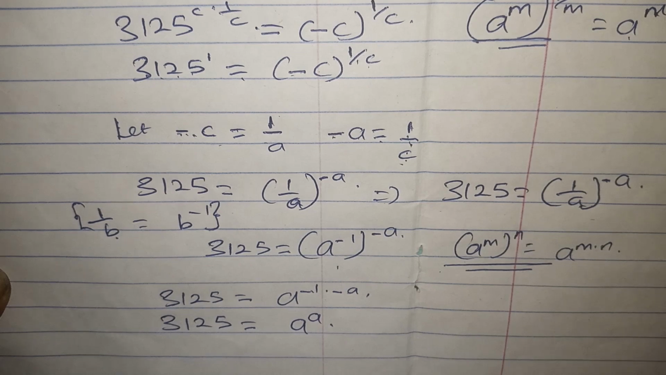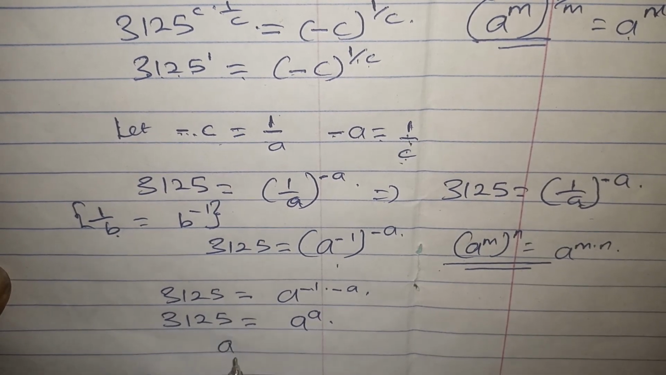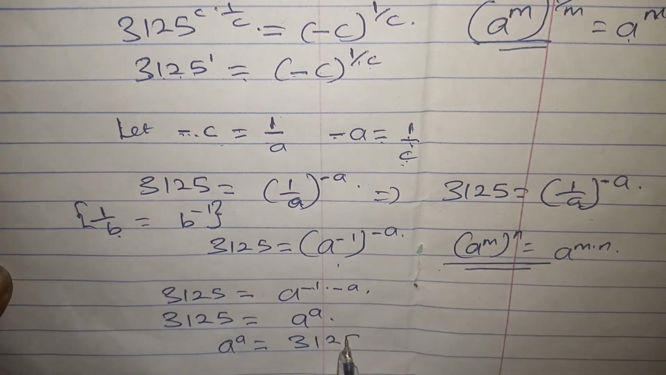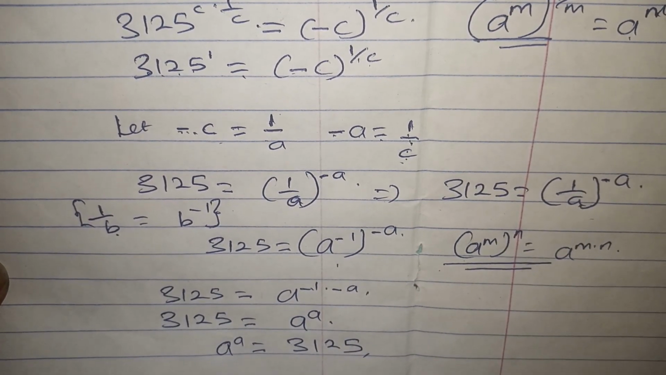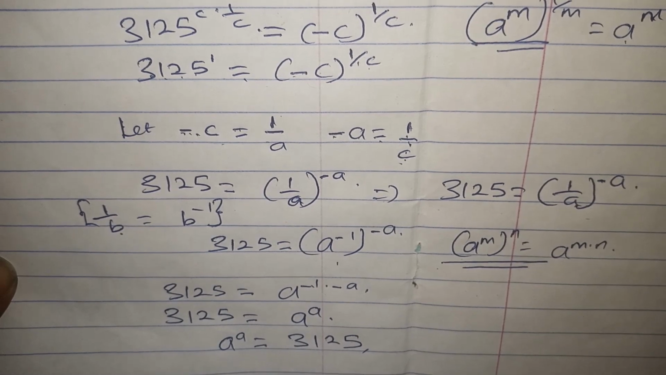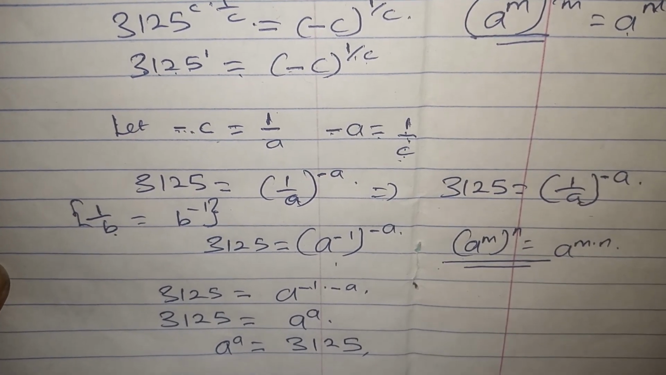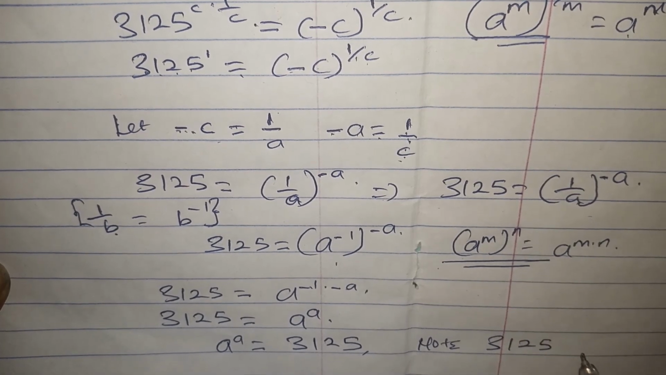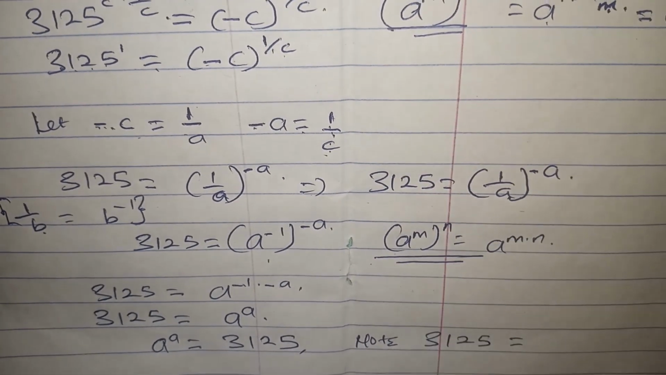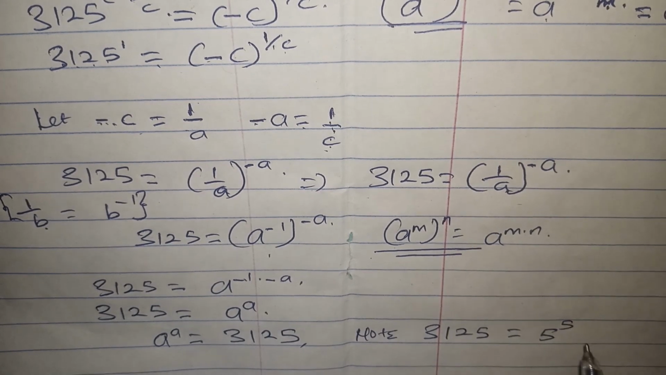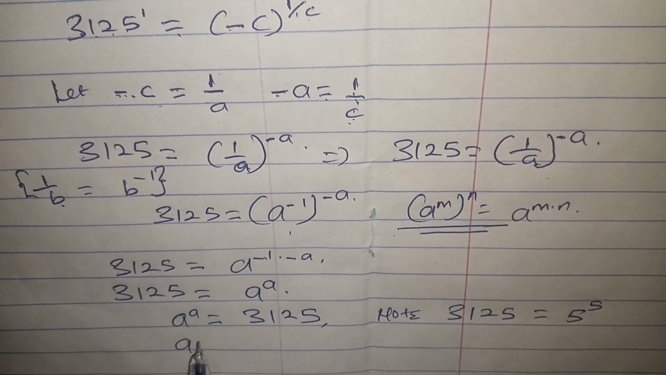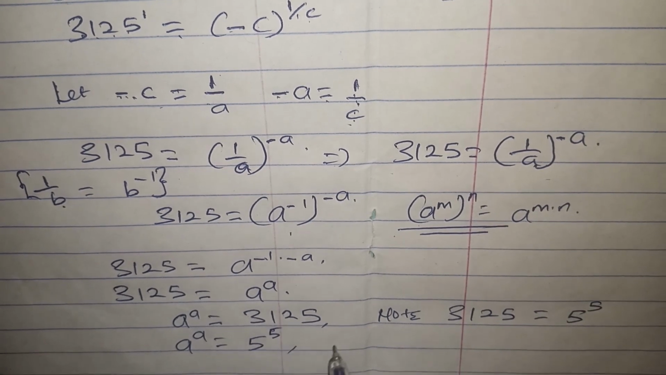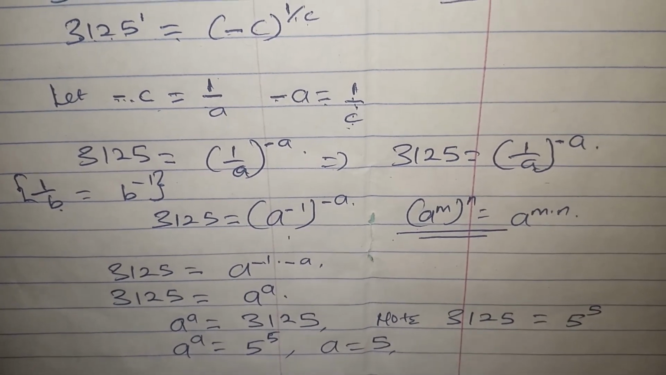What are we simply going to do? We can switch. So we can say a to the power of a is equals to 3125. So from here, what are we going to do? Note, 3125 is also equals to 5 to the power of 5. So we can say a to the power of a is also equals to 5 to the power of 5. So by comparison, a is equals to 5.